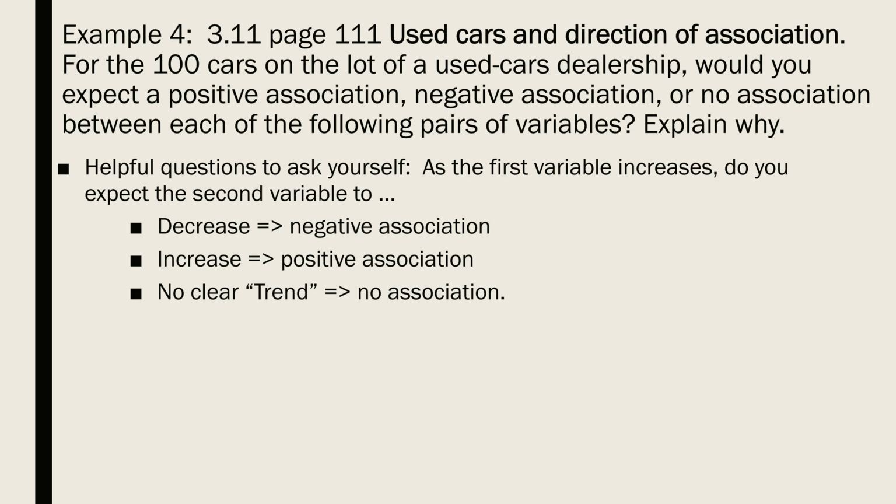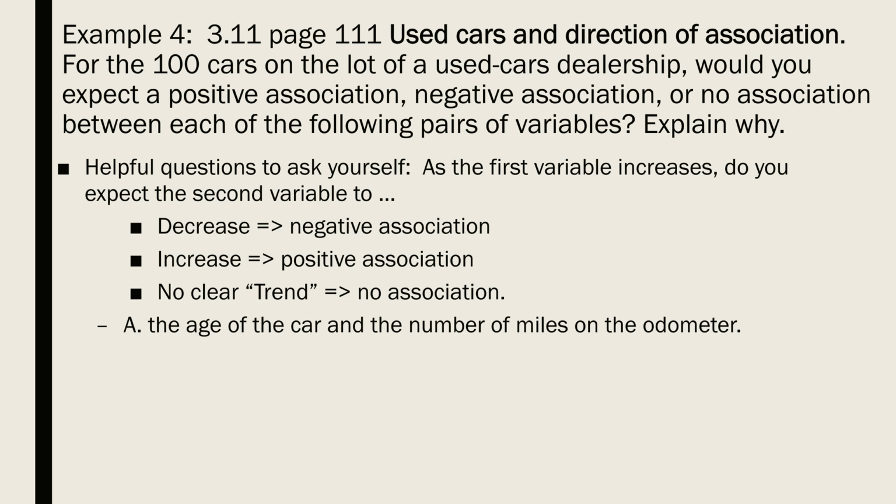So you want to ask yourself, as the first variable increases, do you expect the second variable to decrease? If so, there is a negative association between the two variables. If you expect the second variable to increase, then there is a positive association. If you expect the second variable has no clear trend, then there is no association between the two variables.